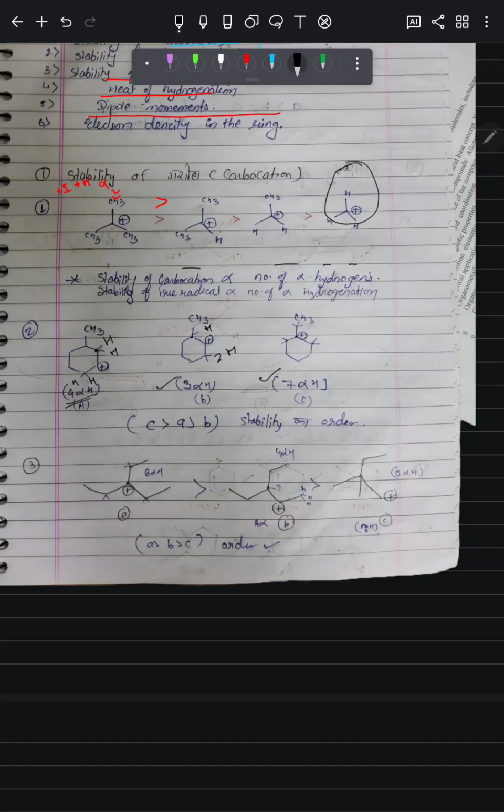So we know that the stability of carbocation is directly proportional to the number of alpha hydrogens. So C is more stable as compared to A because of 4, and the least stable is 3. So this is the stability order of this.